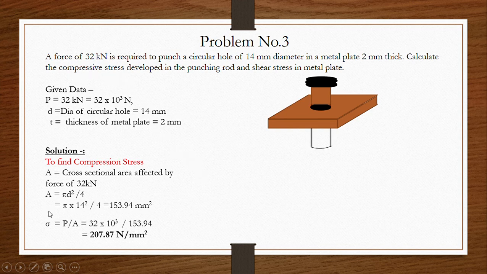So the stress will be P by A, so 32 × 10³ divided by the area we have calculated. So the final answer will be 207.87 Newton per mm square. This is for the compressive stress in this circular area.